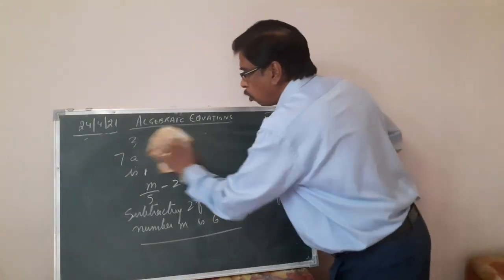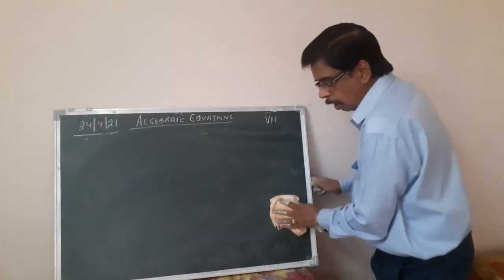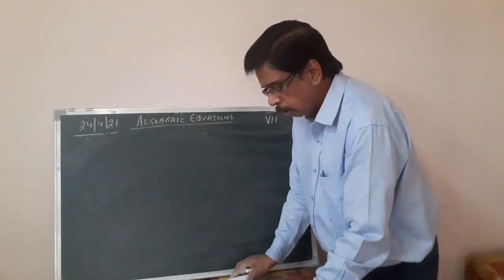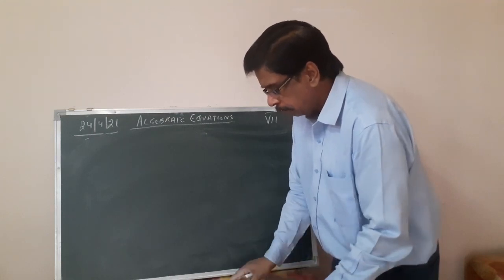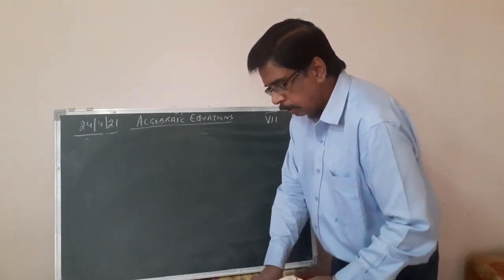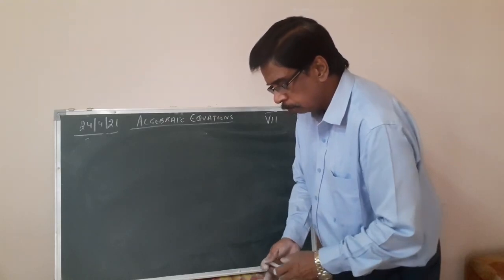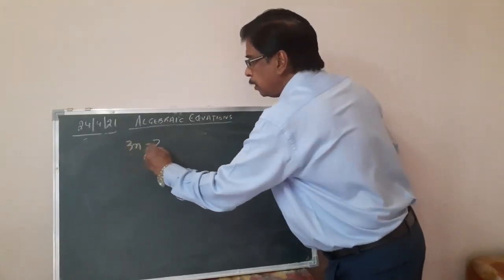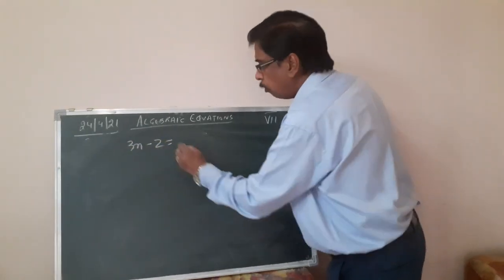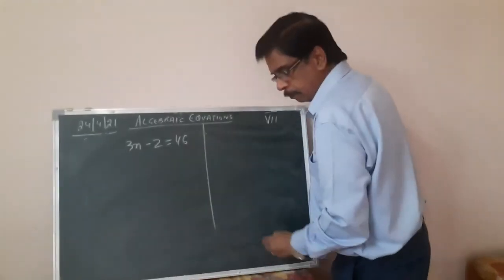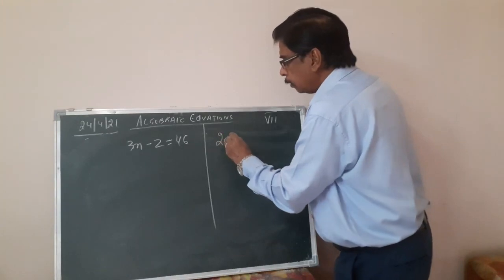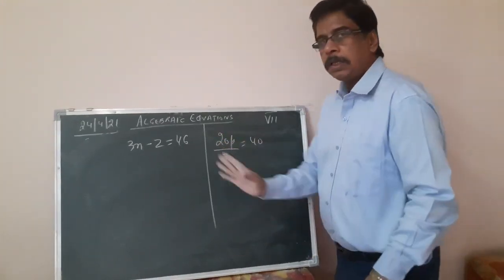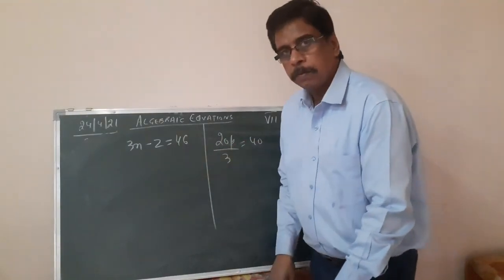Now we come to the next part: solve the following. Suppose you are given a sum, say 3n minus 2 is equal to 46. Take the next sum, 20p upon 3 is equal to 40. These are the two equations, solving them.